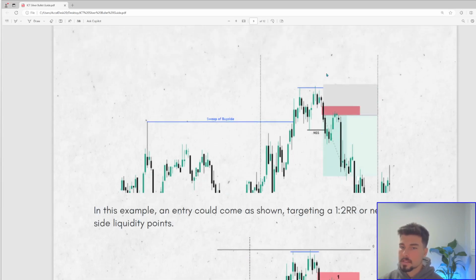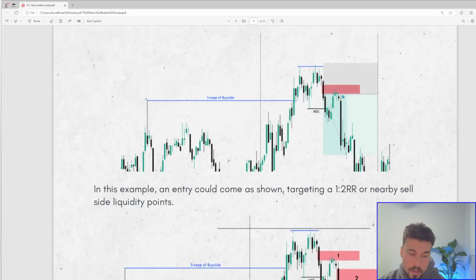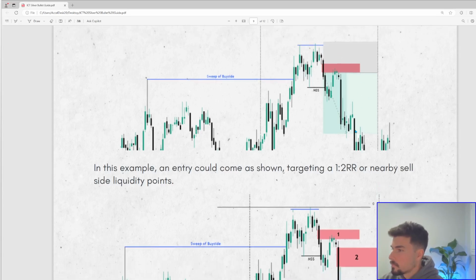Again, this is what it looks like here. So we've got a sweep of liquidity, a shift in structure, and entry as price just retraces into the fair value gap. The stop can go above the high. That's completely fine. And that there is your 1 to 2.